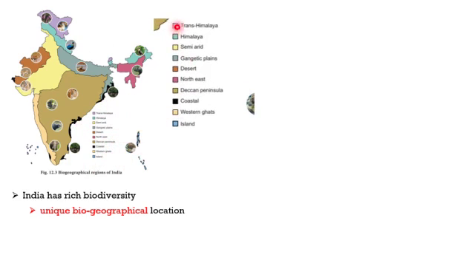For example, we have the Trans Himalayas, Himalaya, semi-arid, Gangetic plains, deserts, northeast, Deccan Peninsula, coastal regions, Western Ghats and islands. We also have diversified climatic conditions. Just as I told you, if you go to North Kashmir and Jammu, we have very cold environmental conditions in the Himalayas. Even near West Bengal, if you go to Darjeeling, the temperature drops below 0 degrees Celsius.